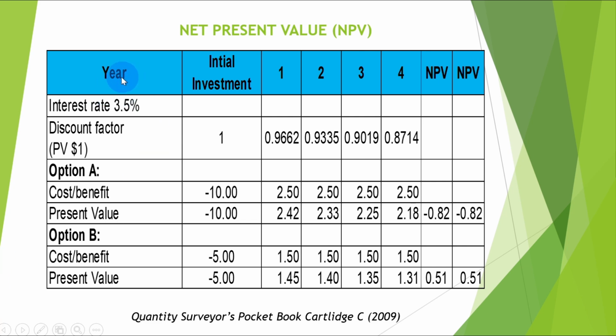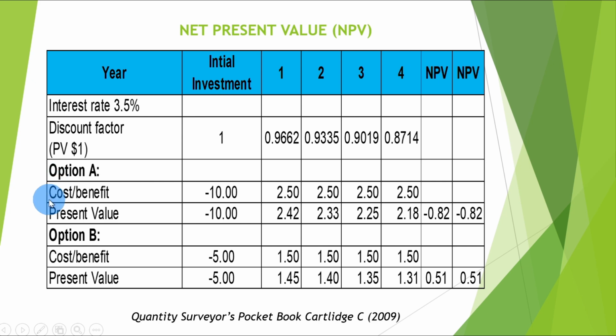So in this table, we will have the cash flows of 4 years, the interest rate of 0.5%, and the discount factor for $1. We use the formula we have discussed before, calculate it, and put it in for the first year, the second year, the third year, and the fourth year.